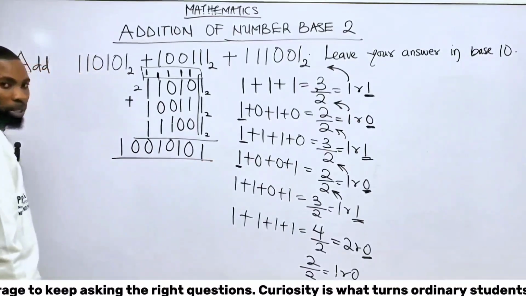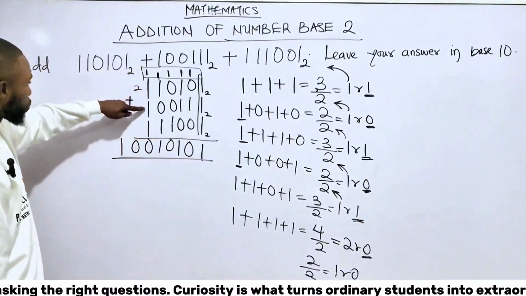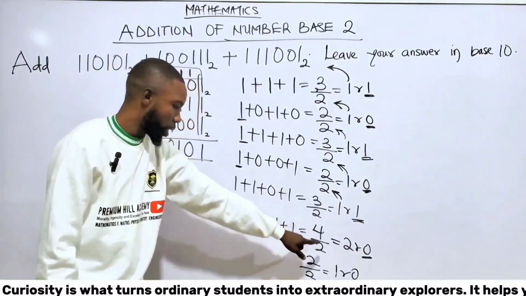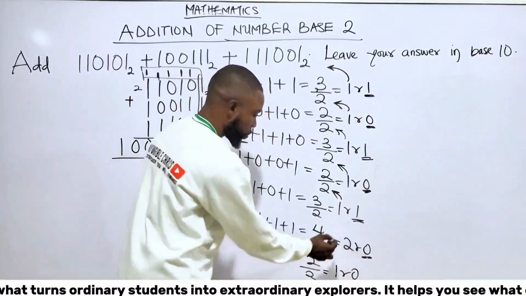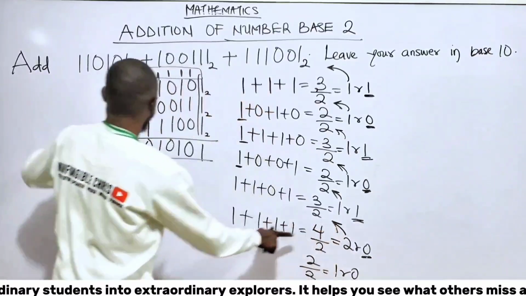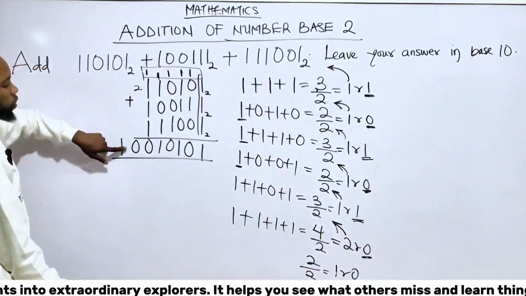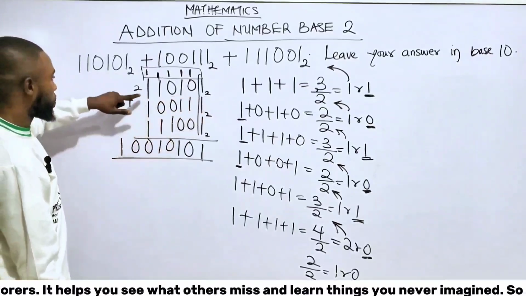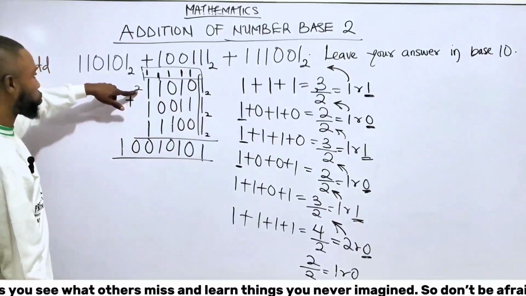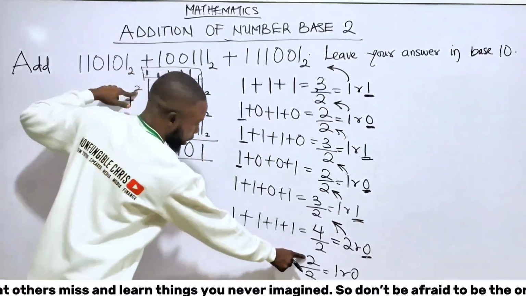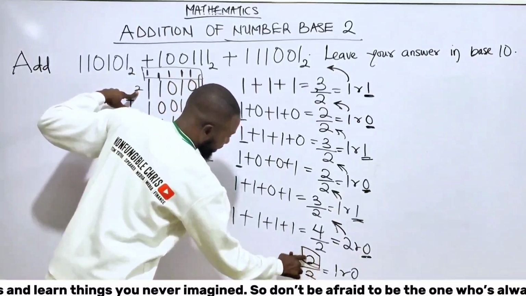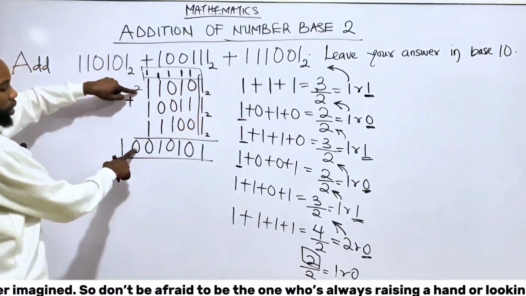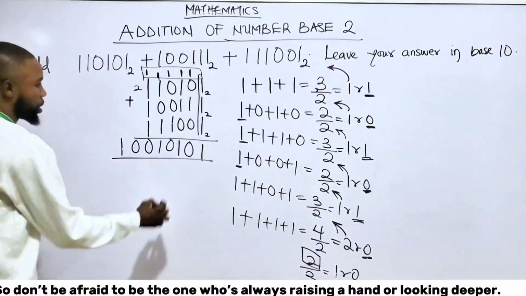I hope you understand what I just did. I said we're adding 1 plus 1 plus 1 plus 1, which is 4 divided by 2. That gives us 2 remainder 0. Fix 0. We carry the 2 over. But we can't just fix the 2 because we are adding in number base 2, and we can't have a digit 2. So we divide this 2 again by the number base. That gives us 1 remainder 0. Fix 0 and carry the 1 over. That's how we add them.